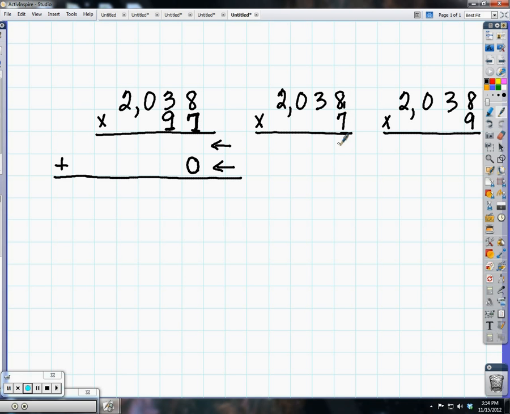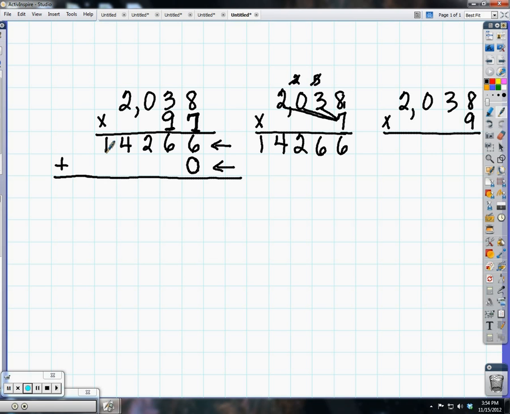So let's do the first one. 7 times 8 is 56. Put down the 6, carry the 5. 7 times 3 is 21, plus 5 is 26. Put down the 6, carry the 2. 7 times 0 is 0, plus 2 is 2, and 7 times 2 is 14. So 14,266 on the first line of work. So starting from the back, 6, 6, 2, 4, 1.